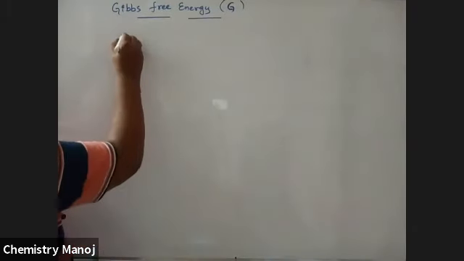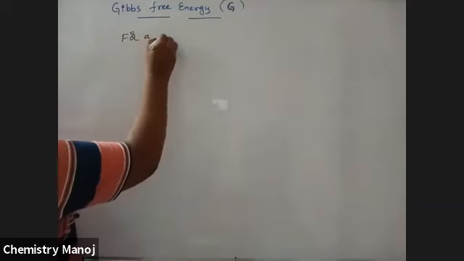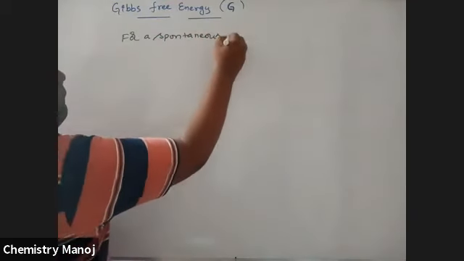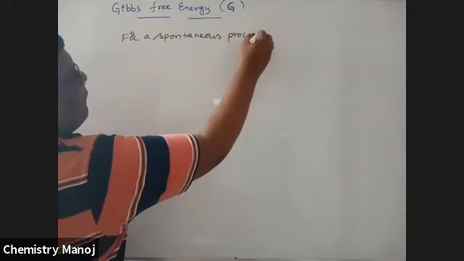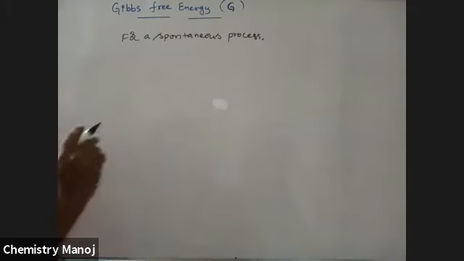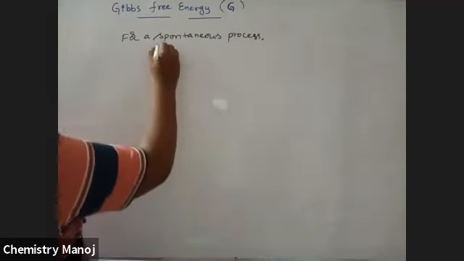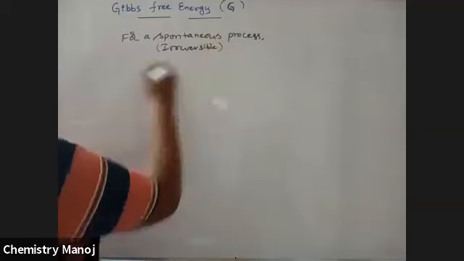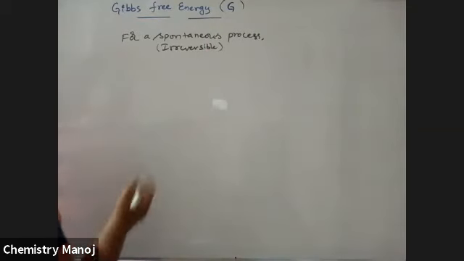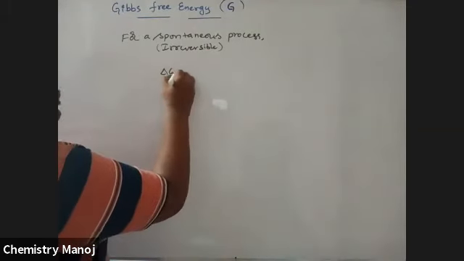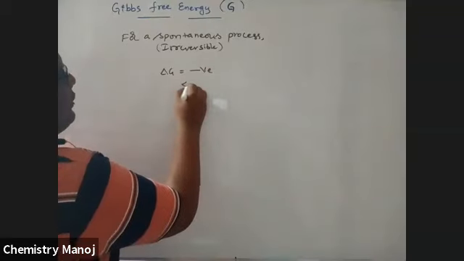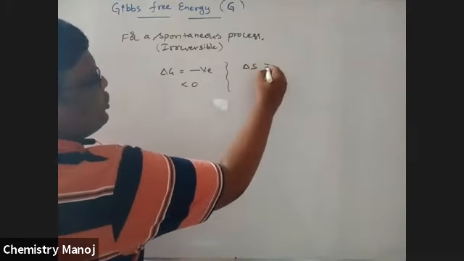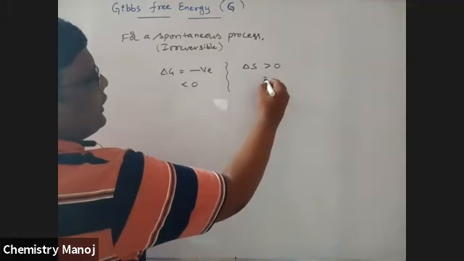So for a spontaneous process, spontaneous means irreversible process, and all spontaneous processes are irreversible. For a spontaneous process, delta G should be negative, nothing but less than 0. Delta S should be greater than 0, that is positive.